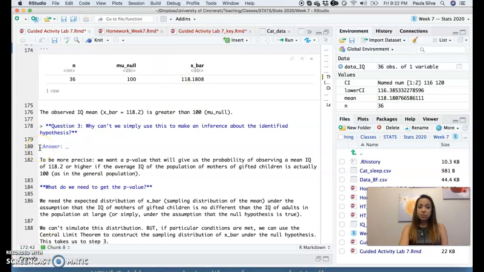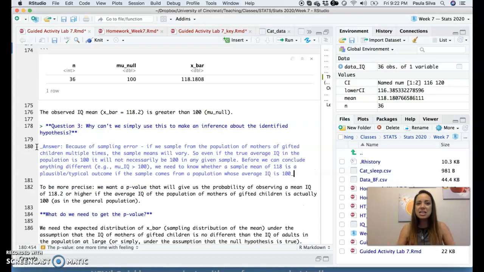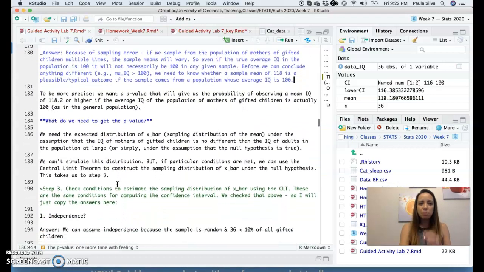If you thought it's because of sampling error, you are right. Because if I get a bunch of samples of mothers of gifted children from the population at large, even if the true average in the population is 100, every time I sample, I won't necessarily get exactly 100. It will have some variation, right? So that's why I need more than just looking at these differences. I need a statistical procedure to tell me what the probability is of getting this average of 118 if the true average in the population is 100. So I'll read again to make it more formal.